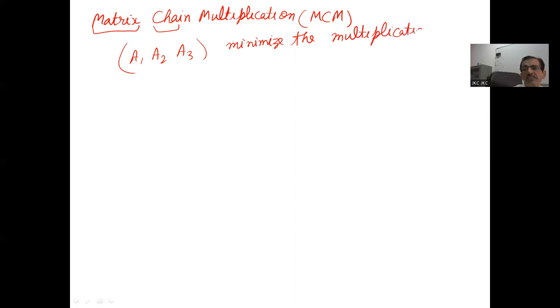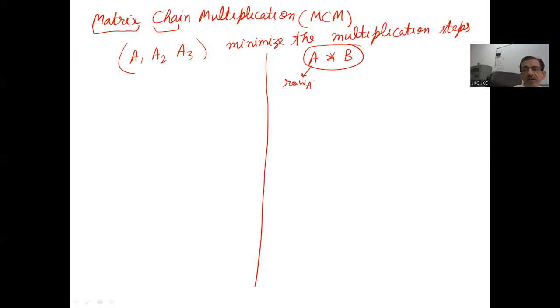Why multiplication steps? When the multiplication steps come, I'll put a flag here. Say you have to multiply matrix A with matrix B. If matrix A has some order, row A into column A, and matrix B is of order row B into column B, let's assume this is the order.